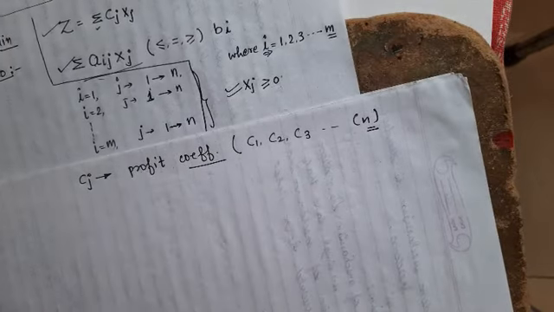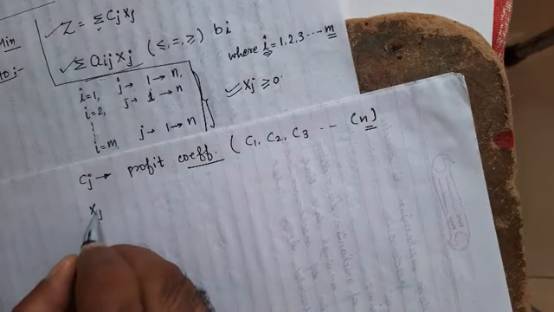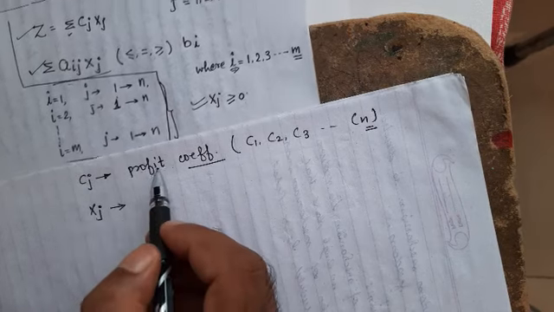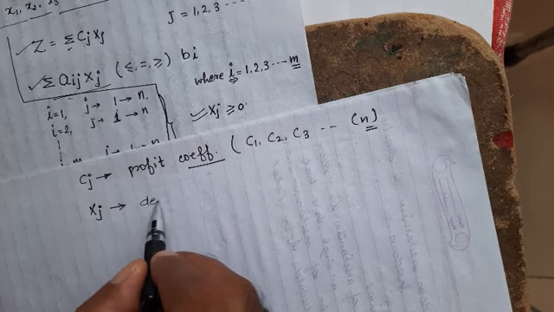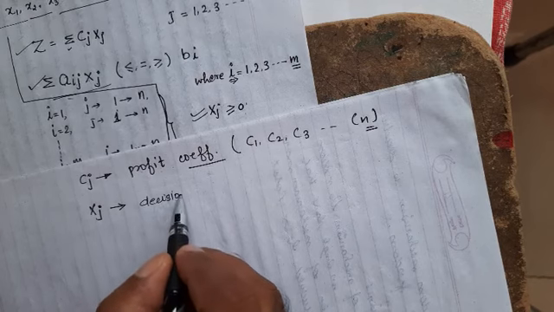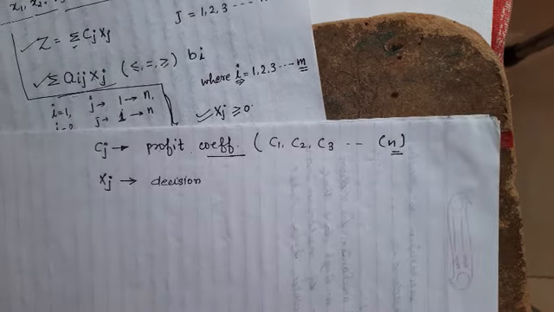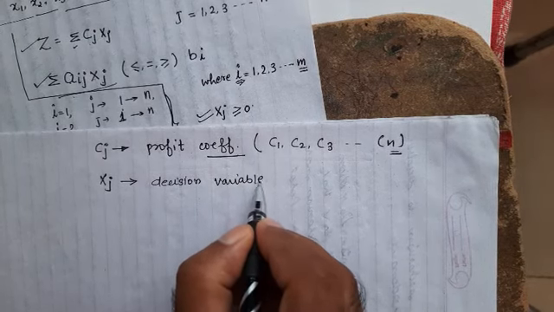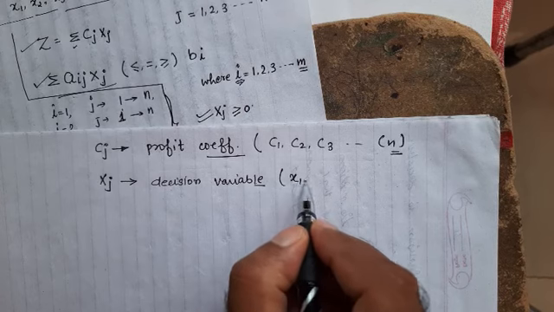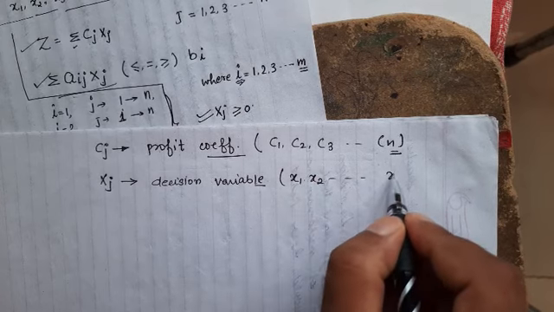Let us look at the second term, xj. Cj is the profit coefficient, xj is your decision variable. These are your decision variables. Again there are n decision variables, so it will be x1, x2 and finally it will be xn.